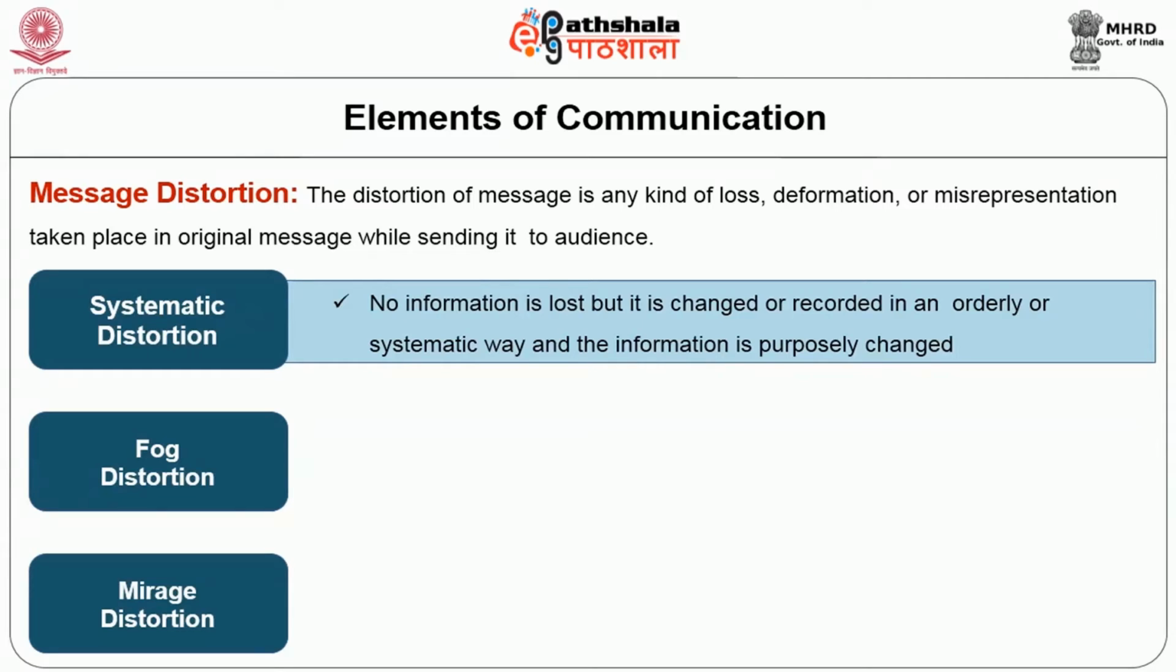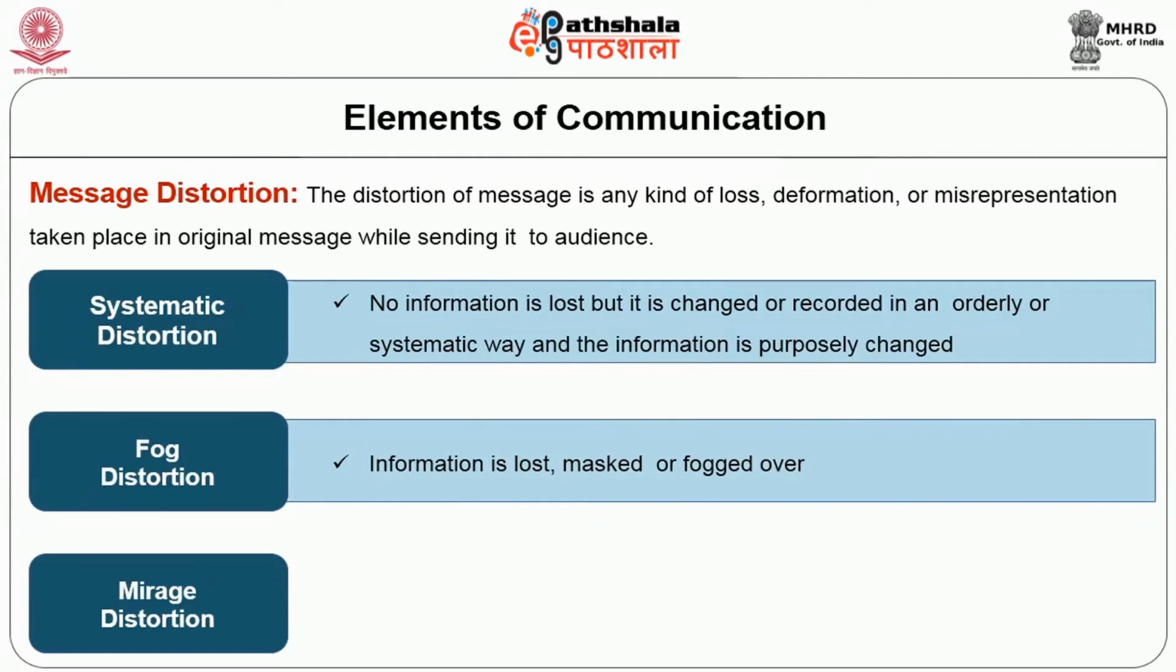Fog distortion. In fog distortion, information is lost, masked, or fogged over because of the inability of the communicator to encode the communication and or the inability of the receiver to interpret the message with complete fidelity.